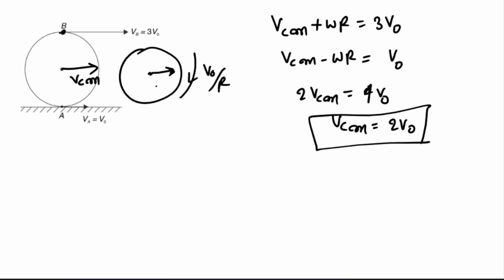Now we know that this is translating with velocity 2v naught and rotating with angular velocity v naught by r, and now it is allowed to touch the ground. It is released on the ground, right? So when it starts pure rolling, what will happen to its linear velocity? You can find it by two methods. One is to write the force and torque equations, which I will also tell you, but you can easily do it by conservation of angular momentum.